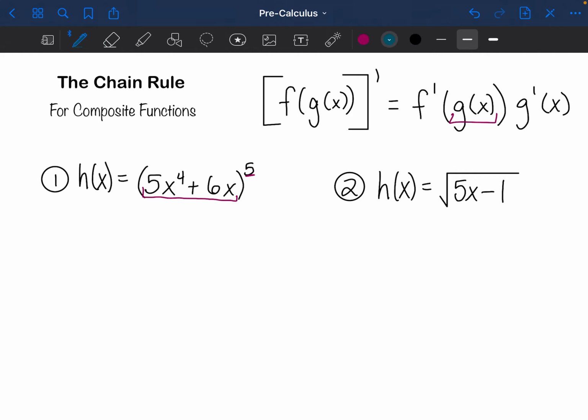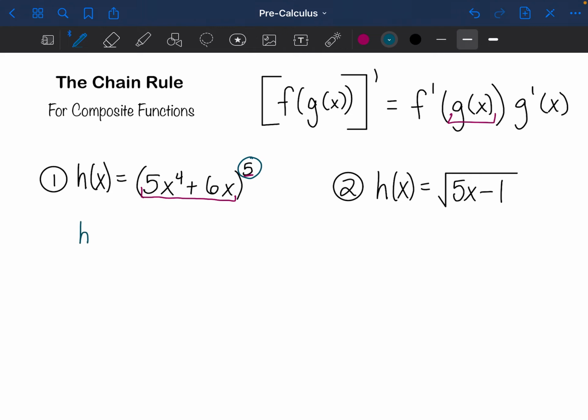So you have to be able to pick out which function is what, right? If there's a parentheses or if there's a square root, what's going on inside is the g of x. What's on the outside is our f of x. So we're always going to go outside in. Looking at h of x, we have this to the fifth power, right? That's what's stopping us first when we're taking the derivative.